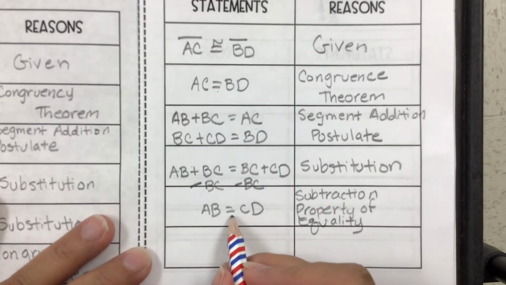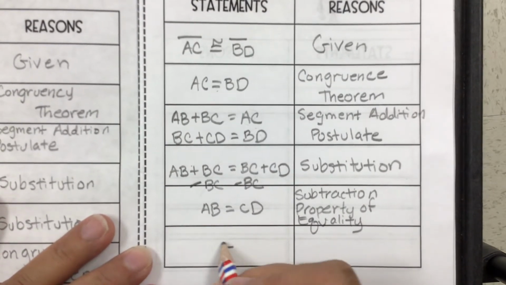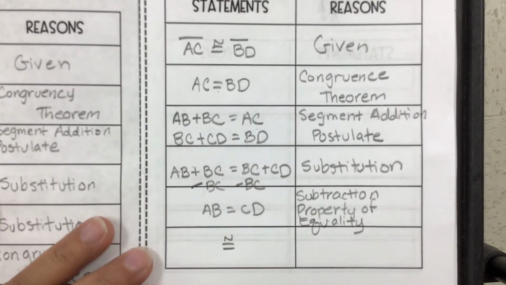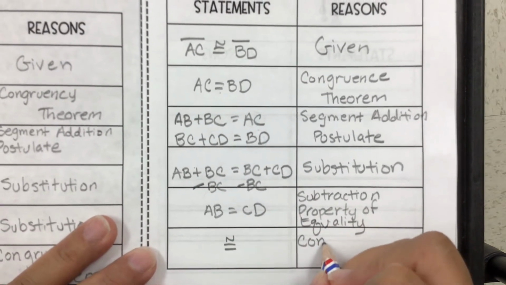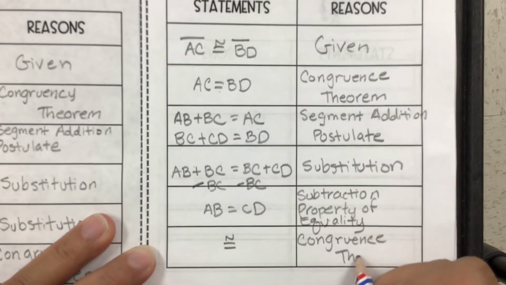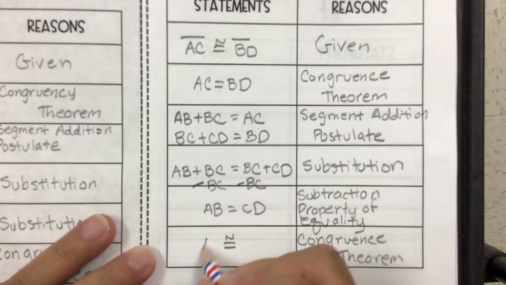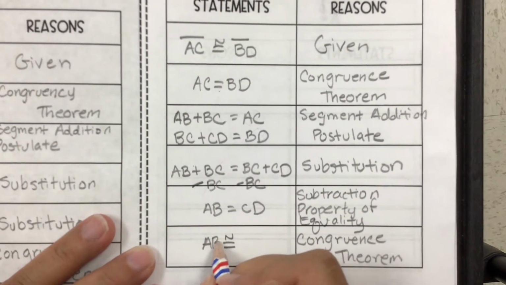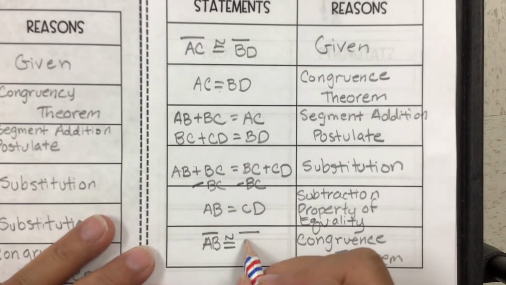From the equal sign, we're going to go to the congruency. Do you remember what theorem that was? The congruence theorem. That makes this one, the segment AB is congruent to the segment CD.